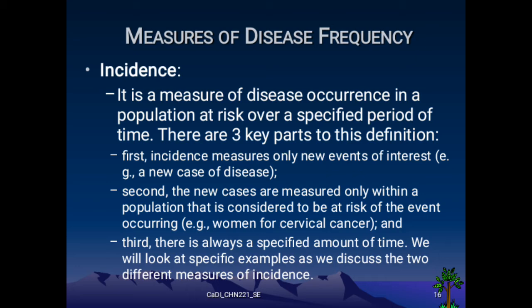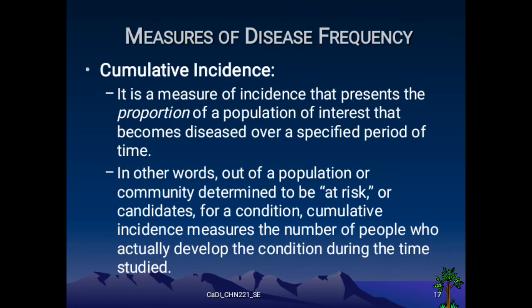Incidence. It is a measure of disease occurrence in a population at risk over a specific period of time. There are three key parts to this definition. The first is incidence measures only new events of interest. Second, the new cases are measured only within a population that is considered to be at risk of the event occurring. And thirdly, there is always a specified amount of time. We will look at specific examples as we discuss the two different measures of incidence.